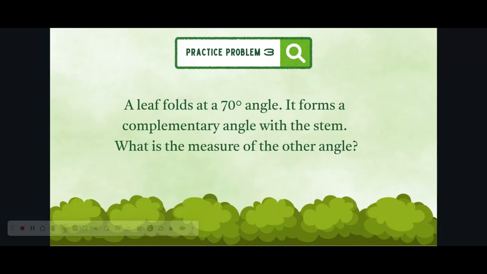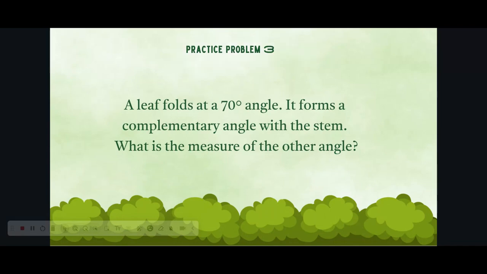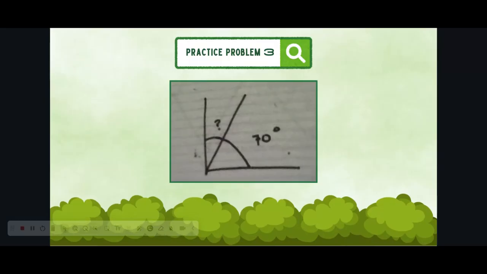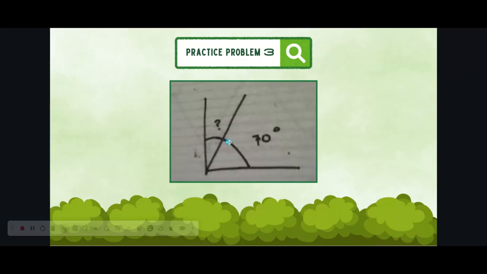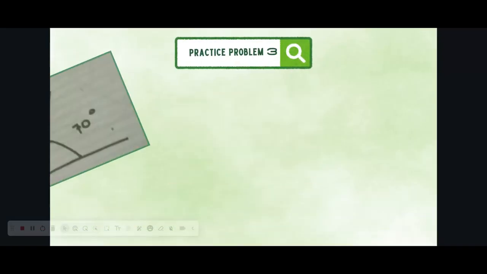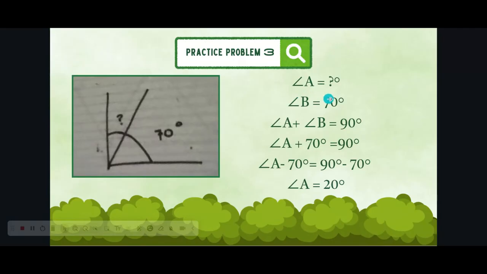Our practice problem 3 is kind of nature-y, like the theme of the slide. A leaf folds at a 70-degree angle. It forms a complementary angle with the stem. So what is the measure of the other angle? We drew our problem right here. We found that this is a right angle, and we drew our 70-degree angle and our question mark angle. So we don't know what angle A is equal to. So we're going to call this angle A. And angle B is 70 degrees. We're calling this angle B.